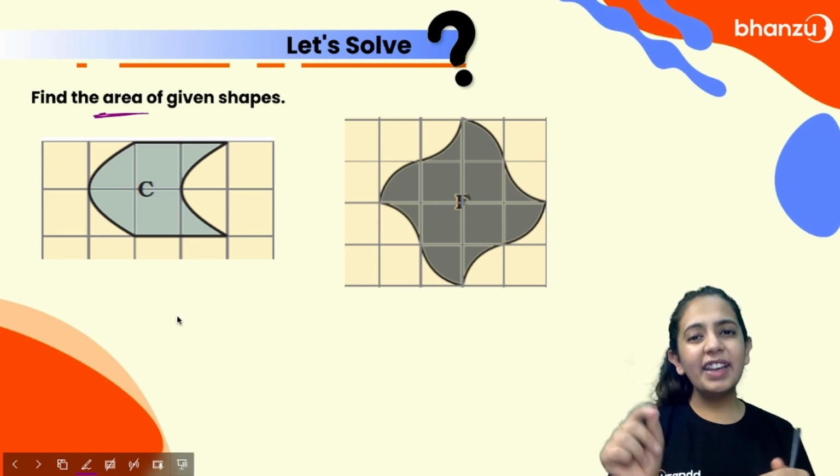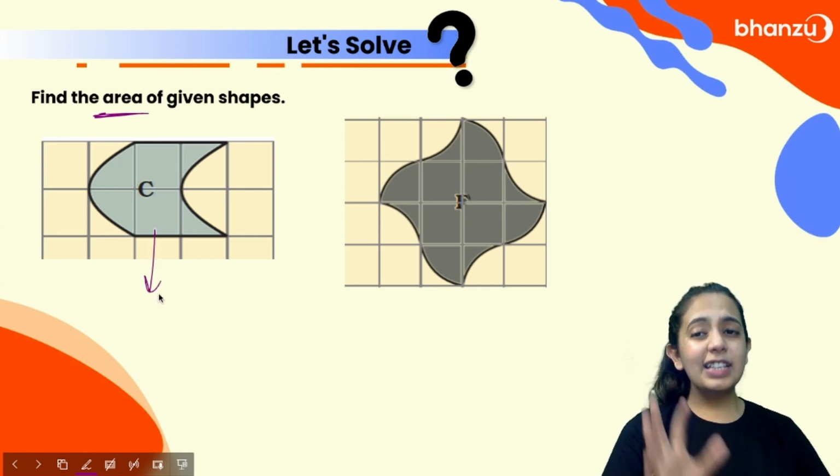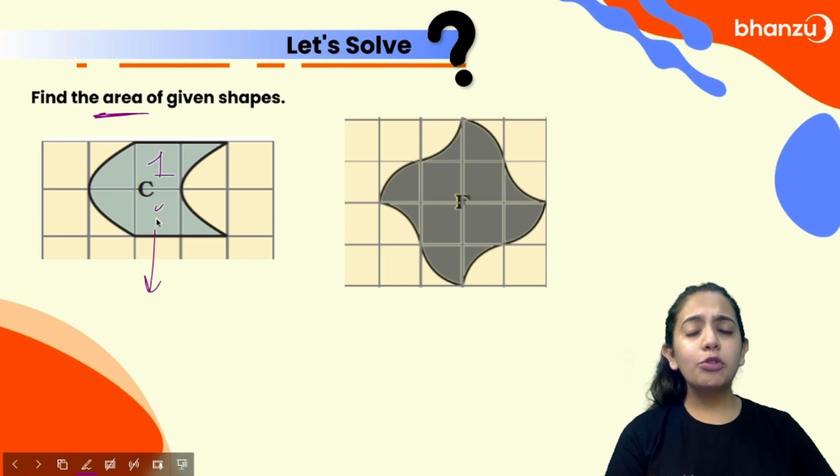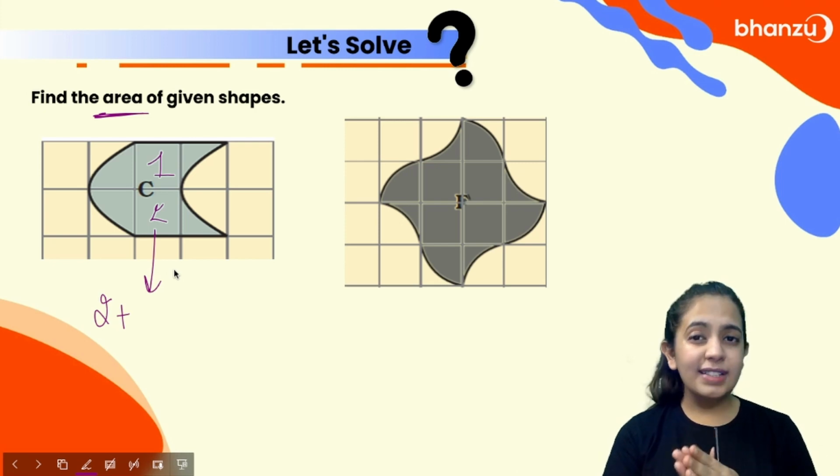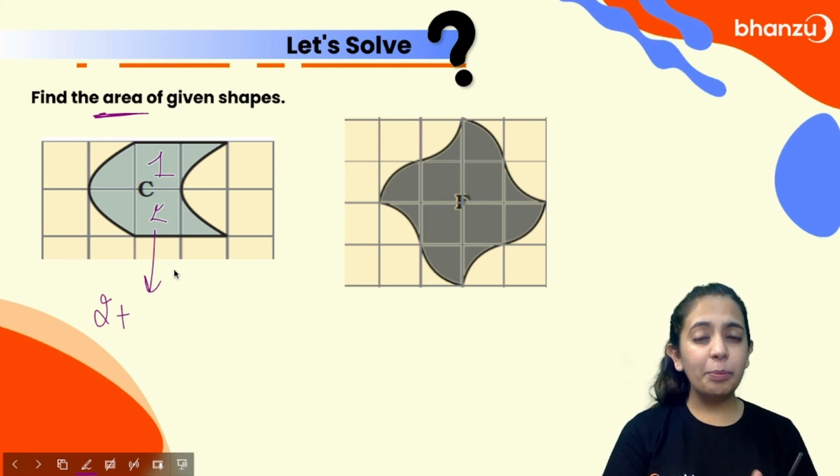So let's start with the very first shape. In this first shape, I can see 2 full square boxes. Now you tell me how many square boxes are there which is occupying half of this shape.